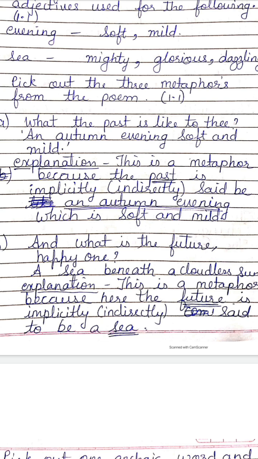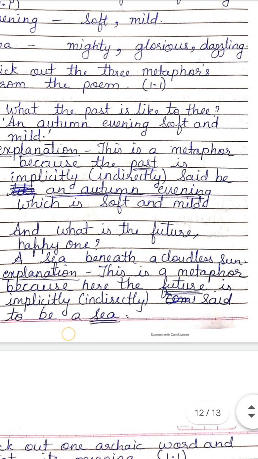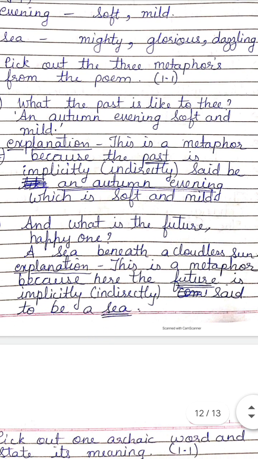The second question, I have taken this purposely because in my other videos, I have received this question: how can a sea beneath a cloudless sun be a metaphor? It is not only a sea beneath a cloudless sun, the two sentences are taken together. And what is the future, happy one, a sea beneath a cloudless sun. So when it says happy one, it says about the future. So the future is indirectly or implicitly said to be a sea. This is the sentence which contains a metaphor, because here the future is implicitly or indirectly said to be a sea.